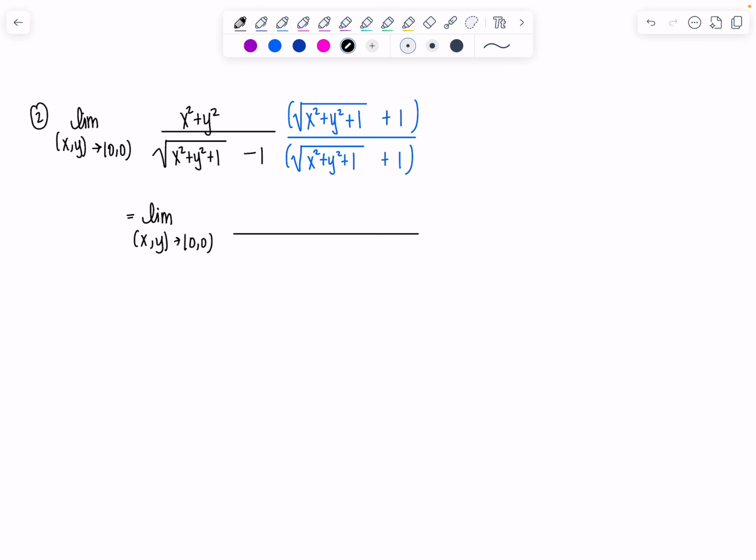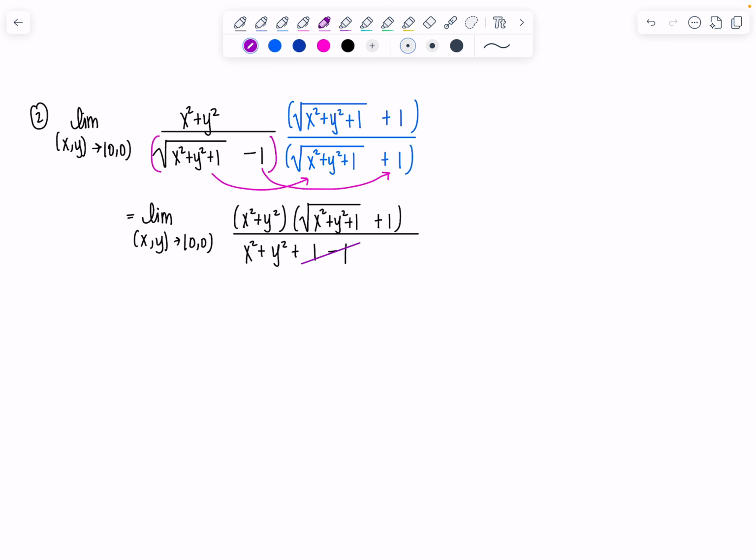Okay, let me leave the numerator factored because usually some sort of cancellation occurs, so I don't want to distribute. So I'll just have x squared plus y squared times radical x squared plus y squared plus 1. And then since we have conjugate pairs in the denominator, I'm going to get a difference of squares when I multiply it out. So we'll have x squared plus y squared plus 1 minus 1. Do you see that? Okay, great.